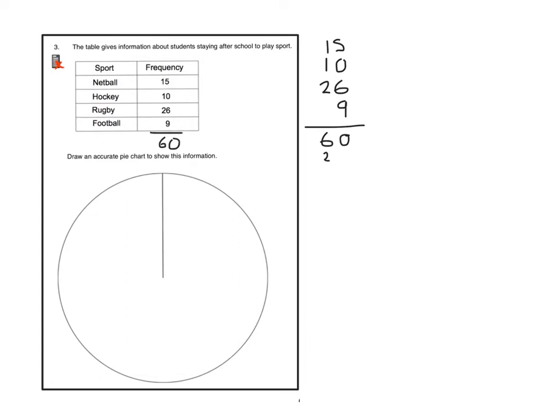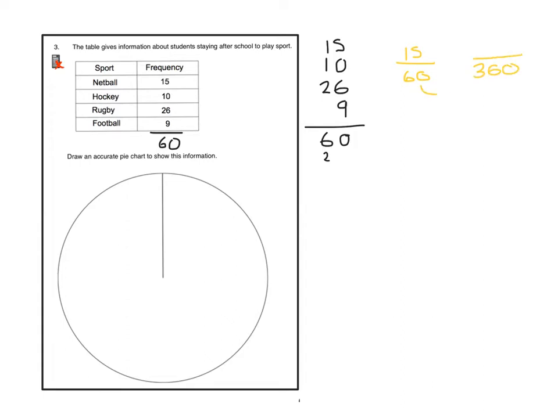Okay, so now I'm going to start using fractions. So netball, there's 15 people out of 60 that play netball. Now at the moment that's out of 60. Now I know that in a pie chart it's a circle. In a full circle, or around a single point, there's 360 degrees. So I actually need this to become 360 on the denominator.